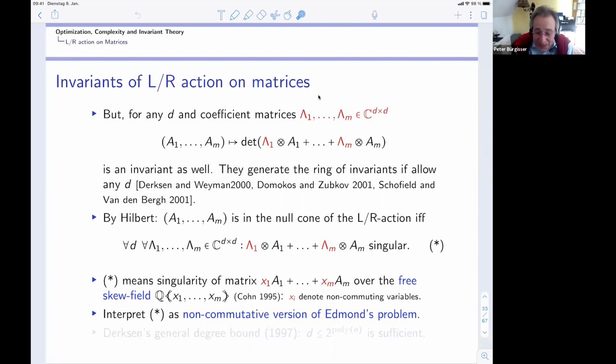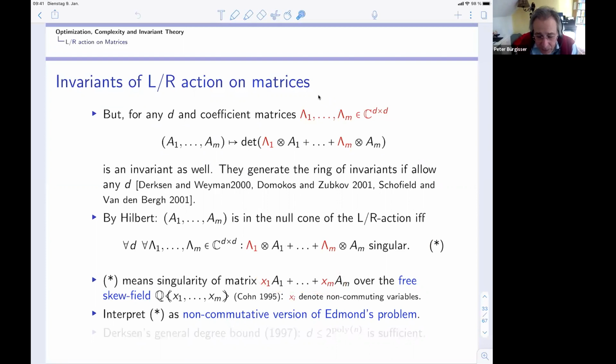There is this notion of the free skew field, which is written in this funny way. The xi denote non-commuting variables. Maybe it's easier to understand if you don't think of a field, but just a non-commutative polynomial ring. And this star here means the singularity of this matrix, a linear combination of the matrices where the variables are non-commutative. So it's like the Edmonds problem, but a non-commutative version. There is a whole book by P. M. Cohn where he explains all that.